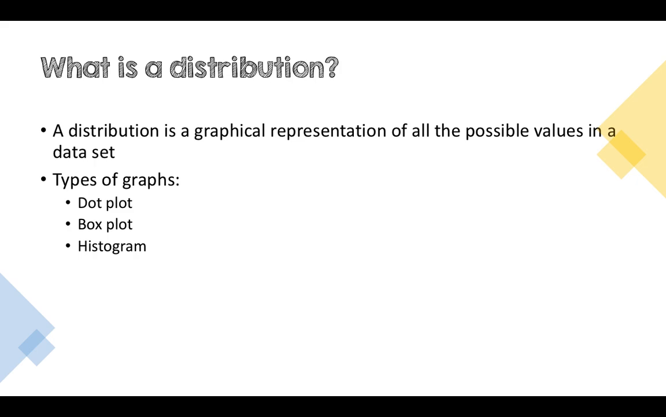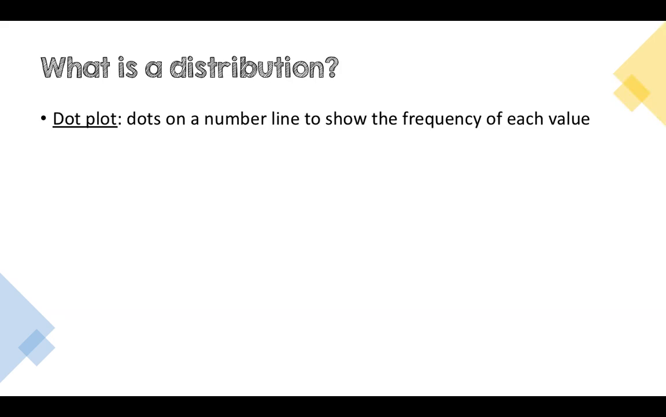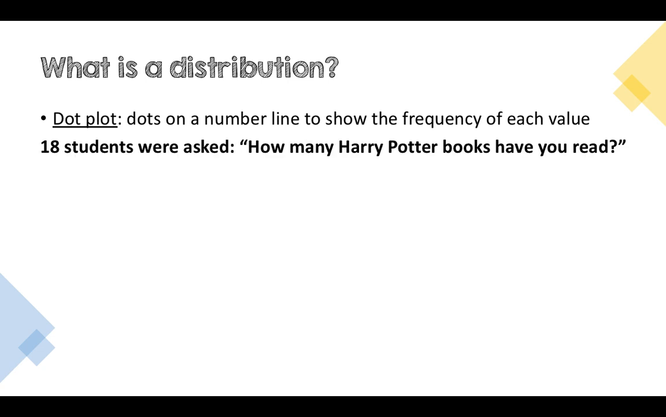And these are all graphs that are review from Math 1. So first, a dot plot. It's just dots on a number line, and it shows the frequency of each value. So for example, 18 students were asked, how many Harry Potter books have you read? And these were their responses.